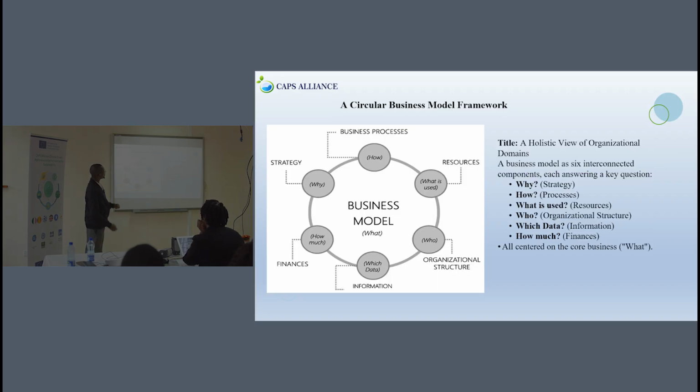Here is a circular business model. This business model helps us understand the few questions that you need to ask yourself as you are developing this. A business model has 6 interconnected components, and each of them will help answer a question. As you develop this, you need to ask yourself why. And why will help you get the strategy that you require in the business model.